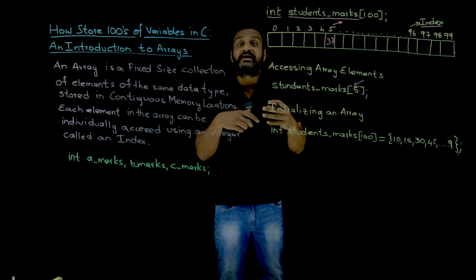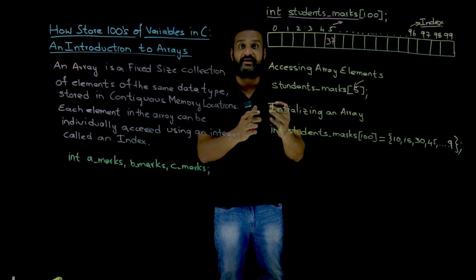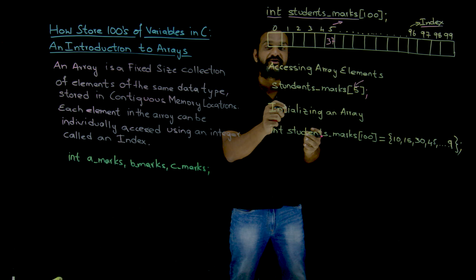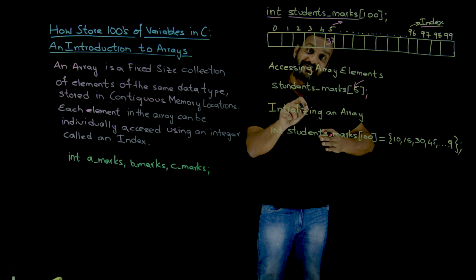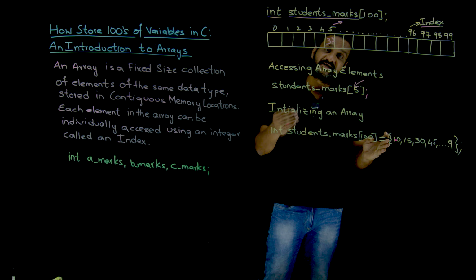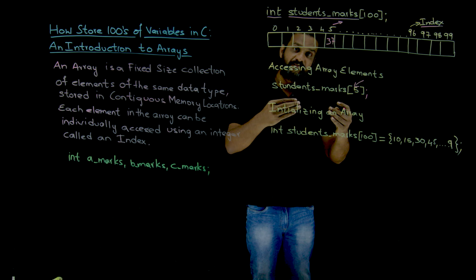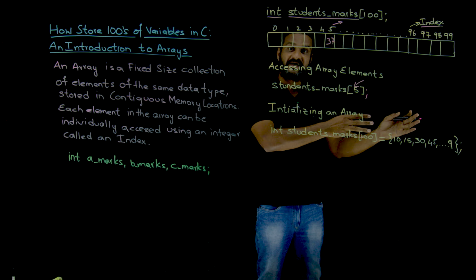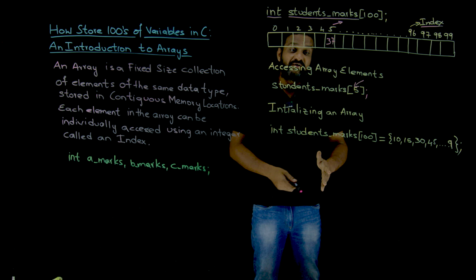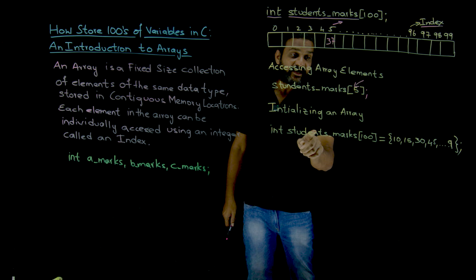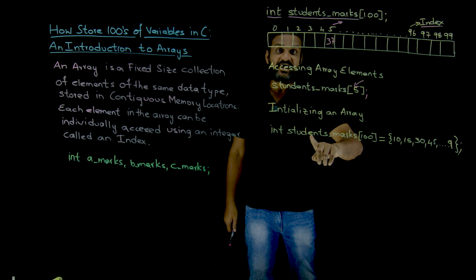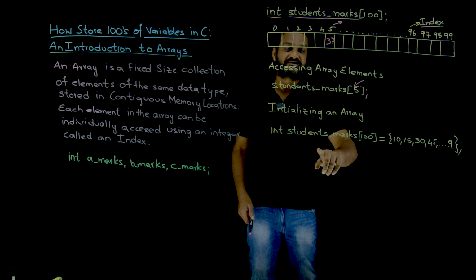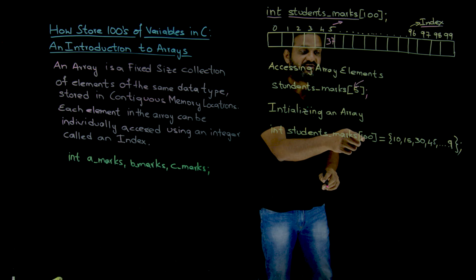Now, how can we initialize the values into the array? The initialization of the values can be done while declaring the array itself, and it can also be done after declaration of the array. That we will try to understand in our later classes. At this point of time, we will understand how to initialize the values while declaring the array. So this is how the initialization of an array is done.